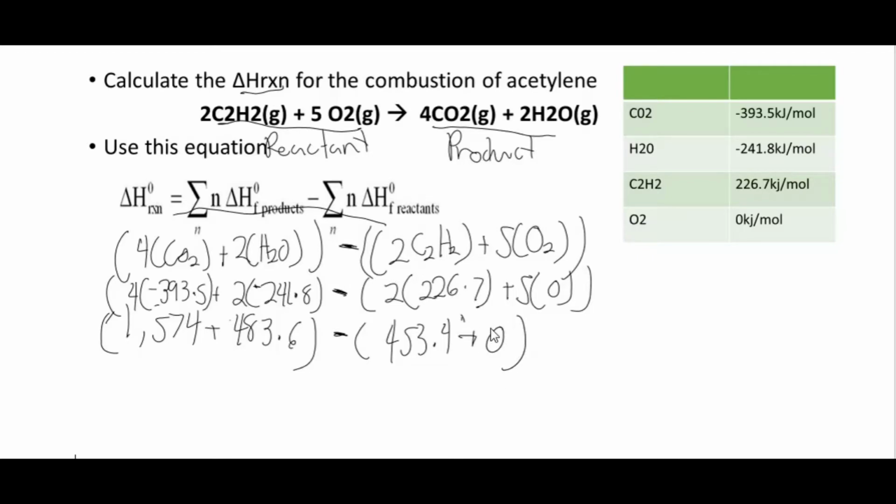So, add everything. 1,574 plus 483.6 minus 453.4, that's 1,604.2 kilojoules per mole. Here you go. That's the answer.